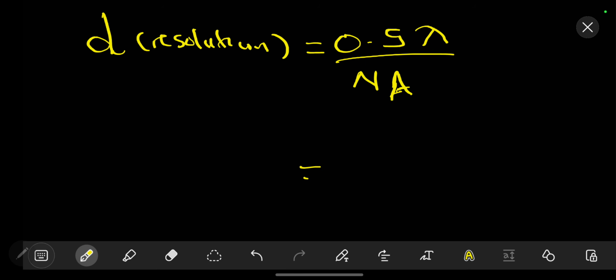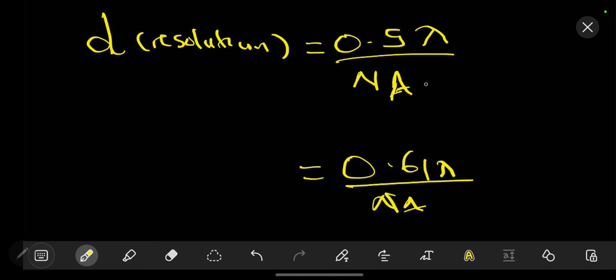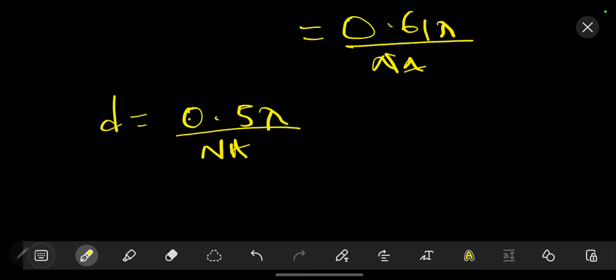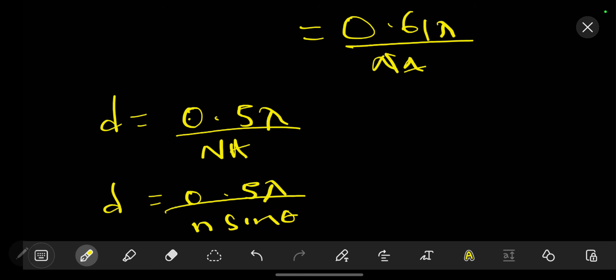Other books will tell you that 0.16 lambda over the numerical aperture, but for this video we are going to use this constant 0.5 wavelength over the numerical aperture. So we know that the numerical aperture is n sine of theta. So let us be able to solve a question where D is the resolution or resolving power.